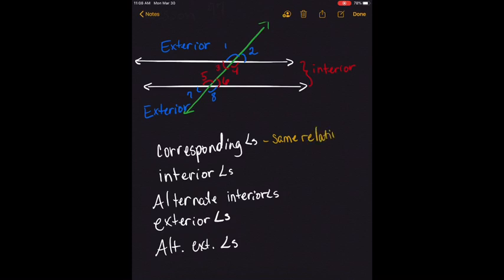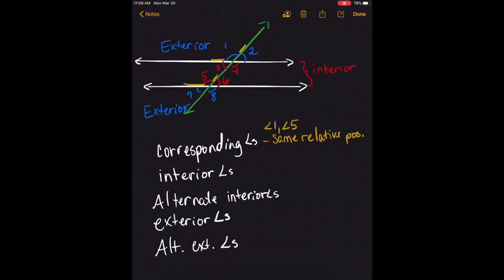Same relative position. All right, so for example, angle 1 and angle 5 are in the same relative position because angle 1 is on the top side of the parallel line to the left of the transversal, as is angle 5. Angle 5 is on the top of this line and to the left of that line. Angle 1 is on the top of this line and to the left of that line.